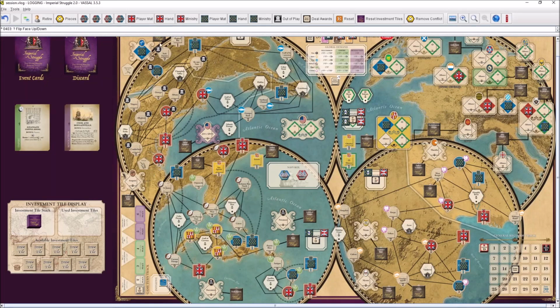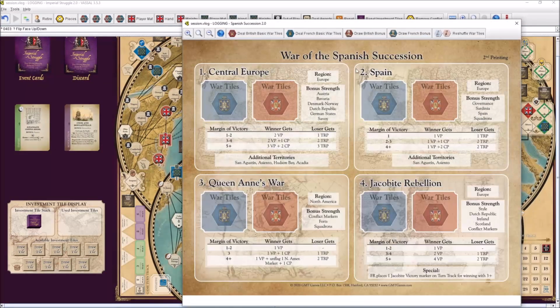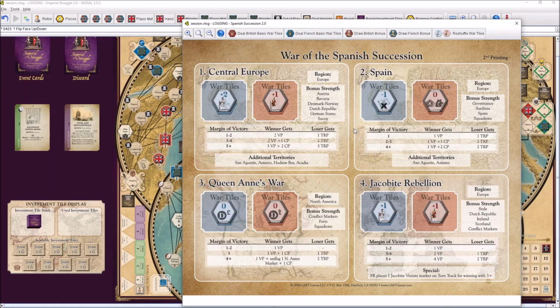Okay, so the war. The first war is the War of the Spanish Succession. Each side should actually have 1 basic war tile. So let's deal the war tiles to both sides. And of course, the French should have 1 bonus war tile in Central Europe. Let's do it also here.